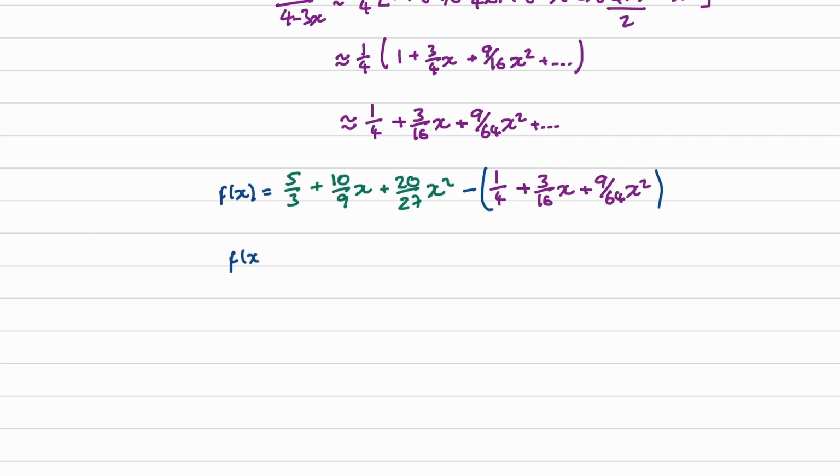So now f of x will be the 5/3 take away the 1/4, which is 17/12. The 10/9 take away the 3/16, which is 133 over 144 x. And then the 20/27 x squared minus the 9/64 x squared, which is 1037 over 1728 x squared. Okay? So that's your expansion for f of x.